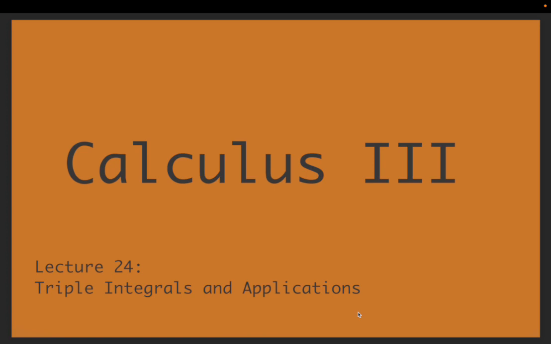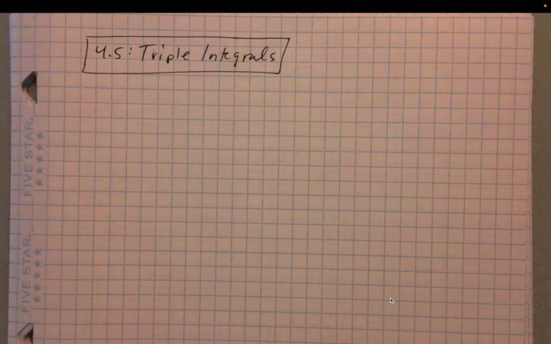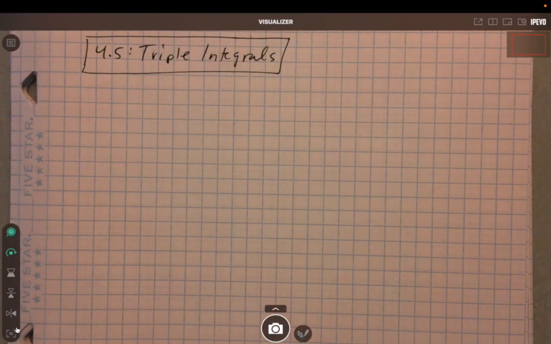In this section, we're going to introduce the idea of the triple integral and take a look at some of the applications. A particular application that we'll be looking at is finding volume with the triple integral. So let's go ahead and jump into it. We'll call this section 4.5, triple integrals.